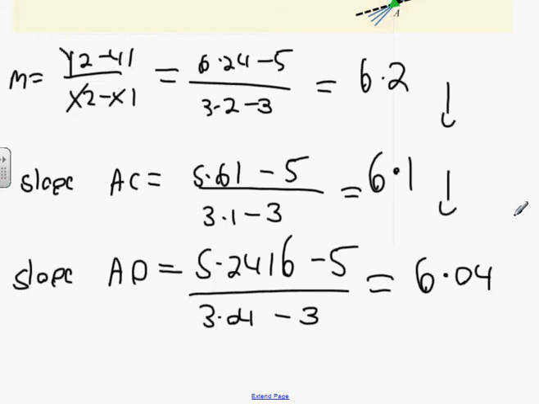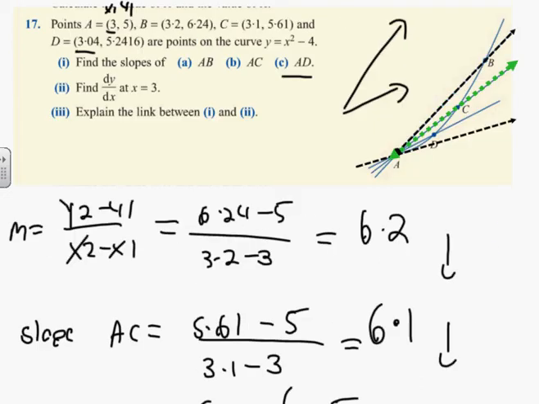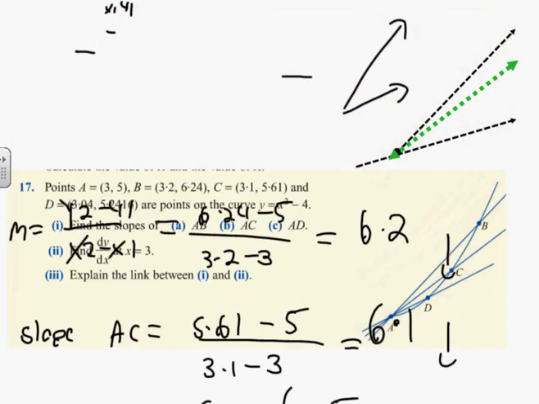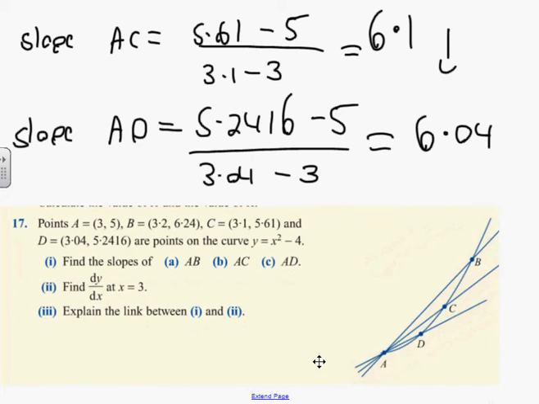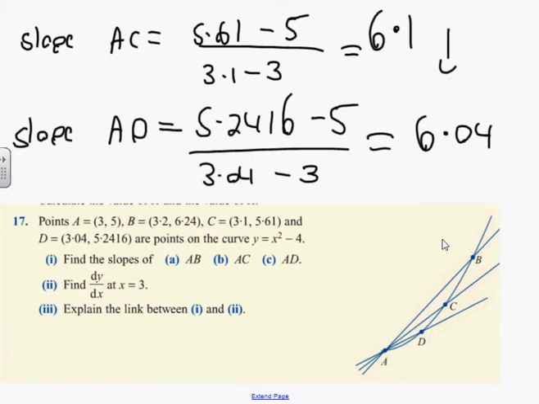It's getting smaller. So when we did AB it was 6.2, when we did AC it was 6.1, and when we did AD it was 6.04. Now look at this, guys. Okay, let's go back to our original graph. Okay, now what can you tell me? I'll just bring it down actually, just makes it easier. Okay, what can you tell me is happening from AB to AC? See this point here, B?